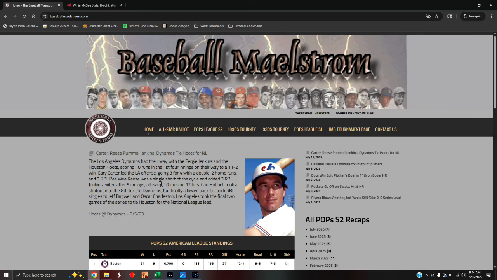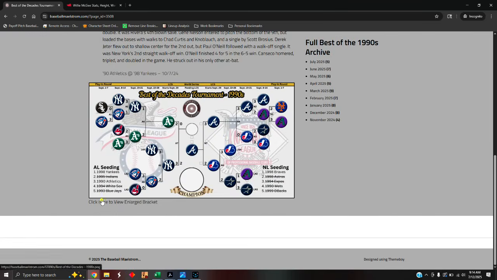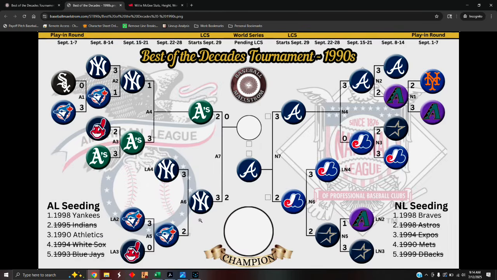Again, if you're interested in Season Ticket Baseball, my Best of the 90s tournament is getting close to the World Series. And let's look at the bracket. You will see that already Atlanta is in the World Series from the National League. So representing the National League for the 1990s is the 1998 Atlanta Braves. Facing them will either be the 1990 Oakland Athletics or the 1998 New York Yankees. The Yankees currently have a 2-0 series lead in a best-of-7 series with Oakland to win the American League championship.